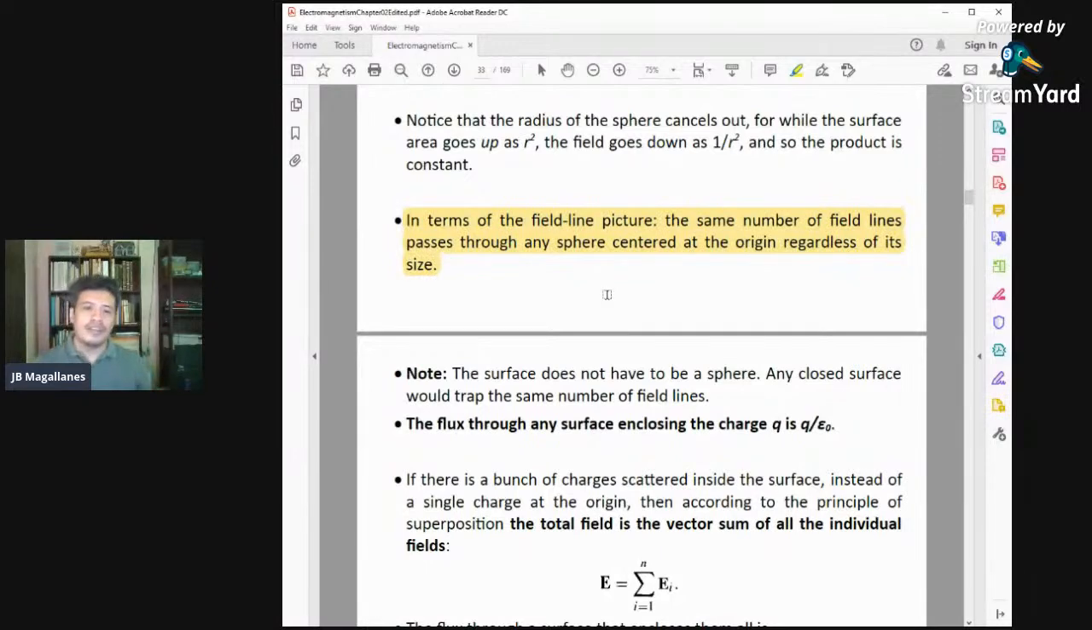Also, there's another statement here. The same number of field lines passes through any sphere centered at the origin regardless of its size. If you imagine a charge enclosed by a sphere, whether that sphere is small or big, the field lines or the flux that comes out or comes in is the same. When the charge is negative, the fields will come in. When the charge is positive, the fields will come out. It's the same whether the surface is small or big.